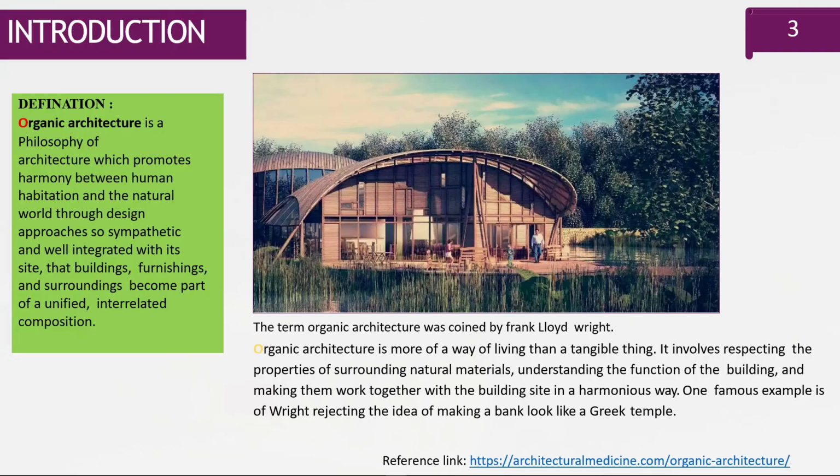And now we're going to talk about the introduction. Organic architecture is a philosophy of architecture which promotes harmony between humans and nature. In a short way, it's a way that we use nature in our designs, in our buildings, to have a communication, a connection between us and nature.